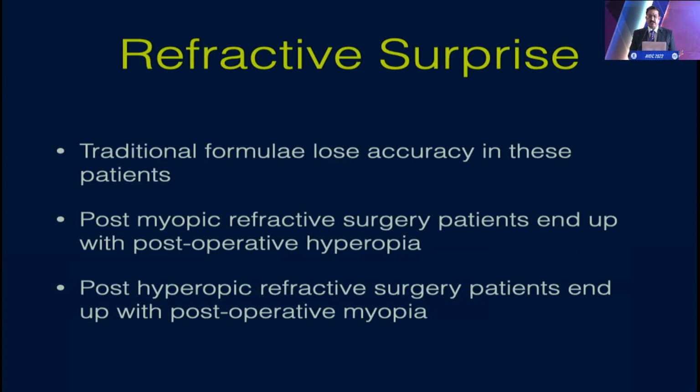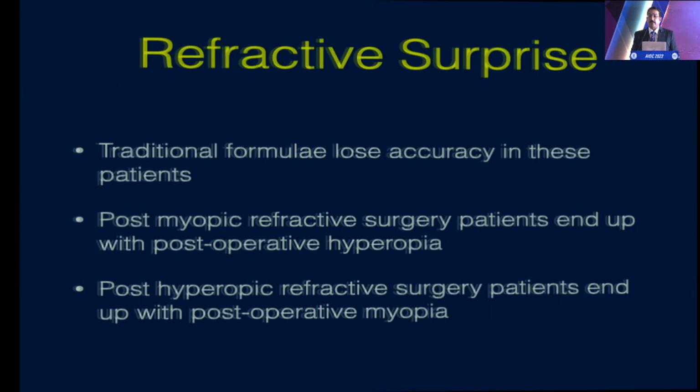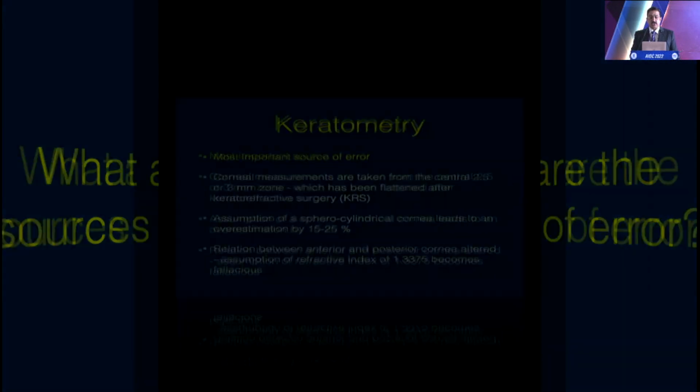Therefore, the refractive surprise is the most important thing, and the traditional formulae lose accuracy because these patients can end up with postoperative hyperopia. And if that happens, then it's a huge difficulty. Post-hyperopic refractive surgery patients can end up with postoperative myopia. So what are the sources of error?